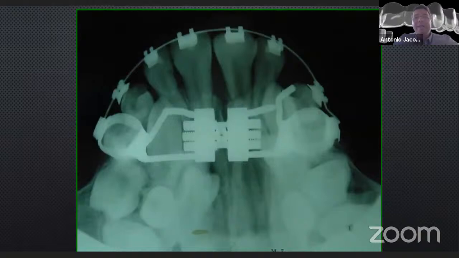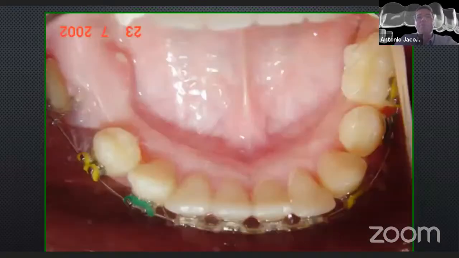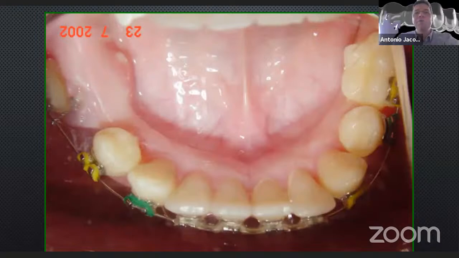And then we decided now to accomplish these results also in the upper jaw. So we did remove this Hyrax expander, remove the deciduous teeth. This was a fantastic result on the lower side. This right first molar did not erupt because of thick gingiva at that time. So in some situations, I just remove part of the gingiva to facilitate the eruption.